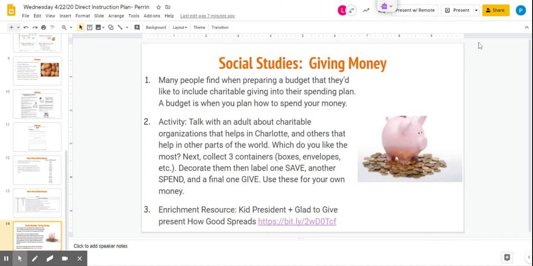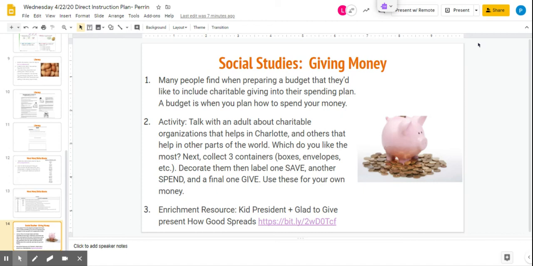Then for social studies, we're going to talk about giving money. Lots of people will donate money to people to help them. It might be to a church, or it may be to some place where they're raising money for someone maybe who is sick. So we talk about giving money.